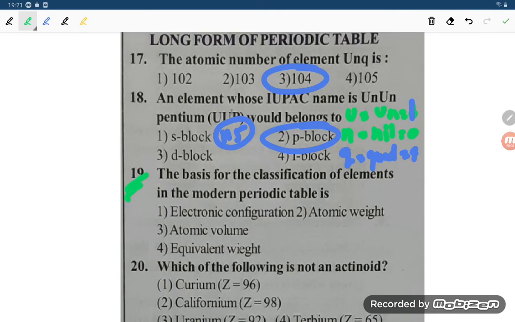The basis for the classification of elements in the modern periodic table is electronic configuration. Atomic weight is wrong, atomic volume is wrong, equivalent weight is wrong. The correct option is option number 1. For question number 19, option number 1 is correct.